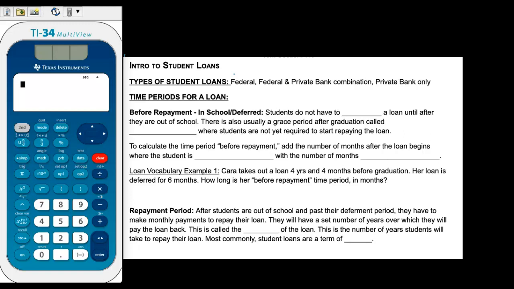Hi, so in this video, I'm going to introduce student loans, and we're going to start by talking about the different types of loans that you can get as a student. So the main types are federal loans and private bank loans. Federal loans are loans that are taken out through the government, and usually a student has to fill out what's called the FAFSA form, and that stands for Free Application for Federal Student Aid.